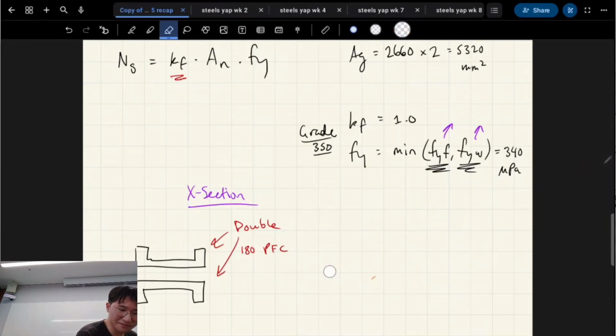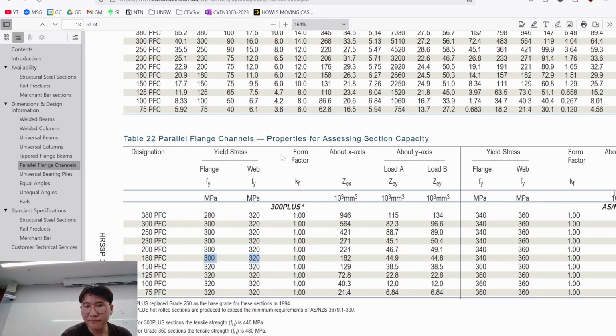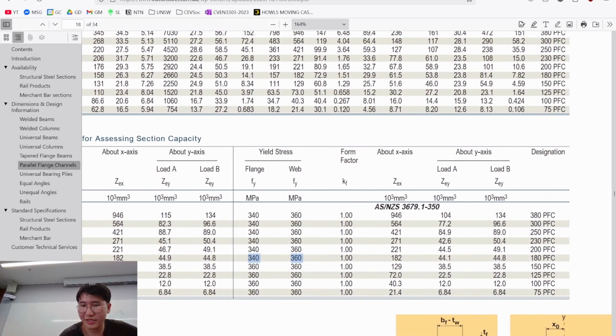Anyway, we'll just take the minimum. So it's 340, right? KF. I might quickly explain KF. KF is one of those things that's incredibly annoying if you have a custom section, but it's so easy when you have... Am I looking at the wrong one? Grade 350? Sorry, I was looking over here, wasn't I? We take the minimum, right? So 340.